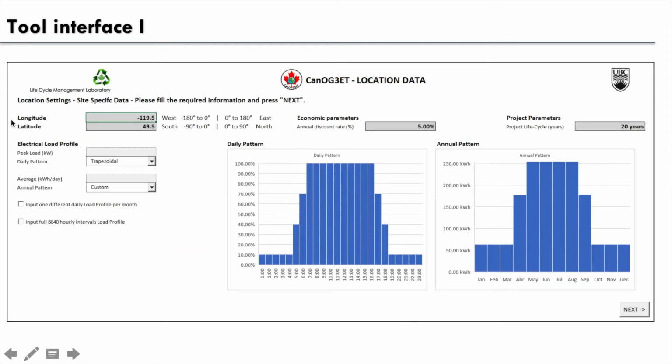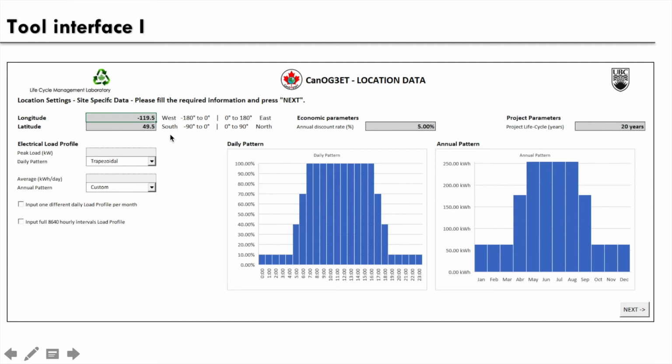On the first tab, users are required to provide the latitude and longitude of the site. This information is required to download the relevant solar and meteorological data necessary for calculating renewable resource availability. The user must also input an annual discount rate and the anticipated life of the project.